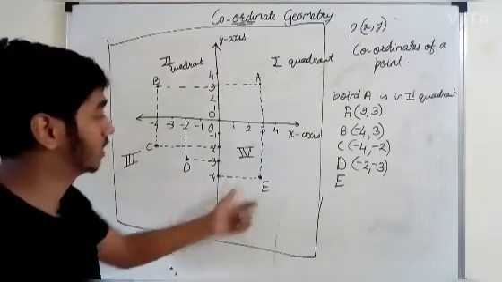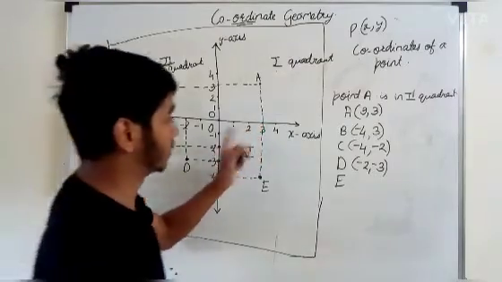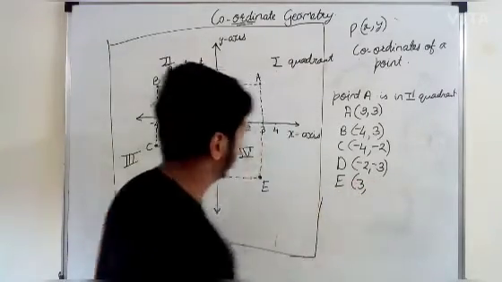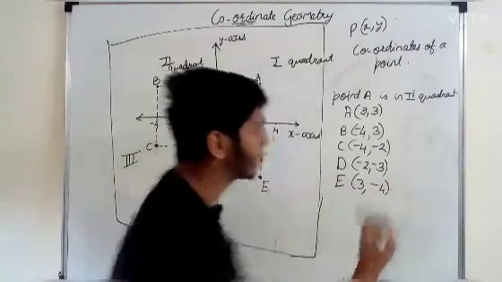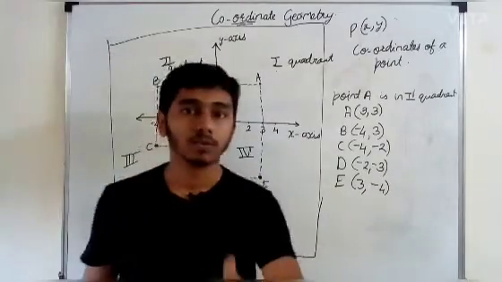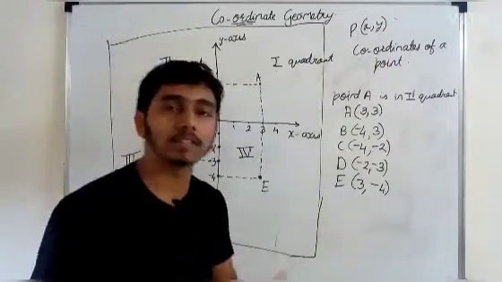So this is the last one. Let's find E. The x coordinate is 3 and the y coordinate is -4. Correct? So I hope you have understood how we are locating these 5 points which we did just now.